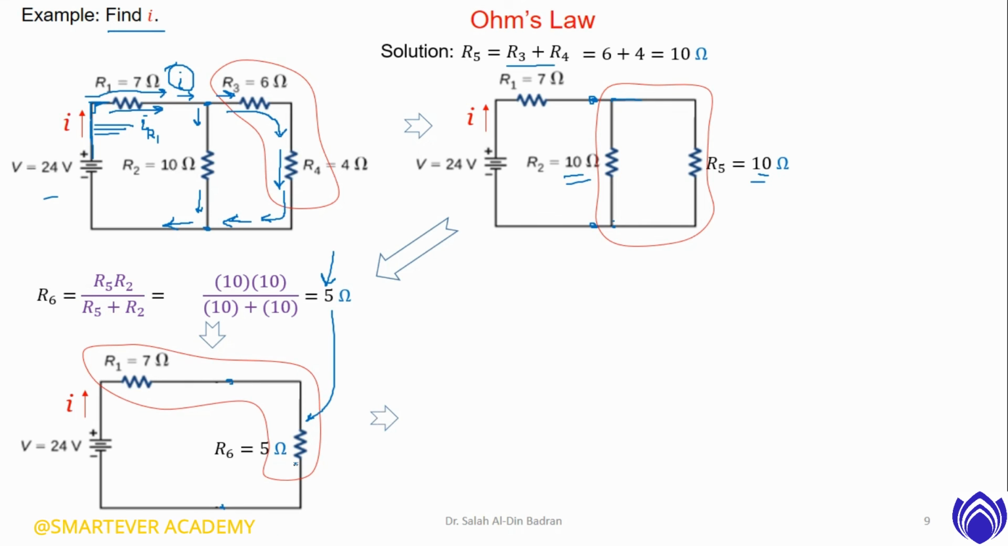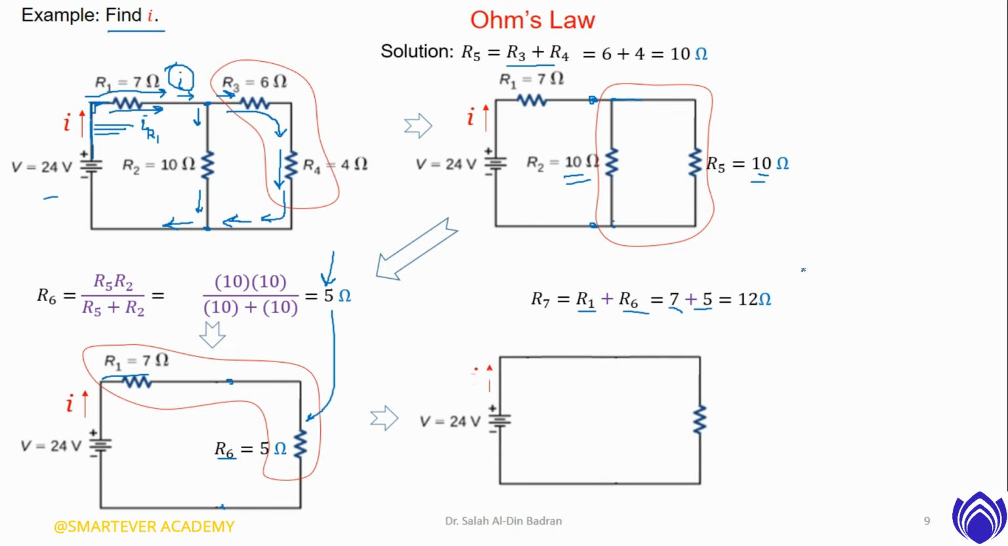Two resistors in series, we sum up their values. As you see, we will call it R7. The equivalent resistance equals R1, which is 7 ohm, plus R6. This is R6, its value is 5 ohm. The total is 12 ohms. The final equivalent circuit is this. 12 ohms is the equivalent resistance.